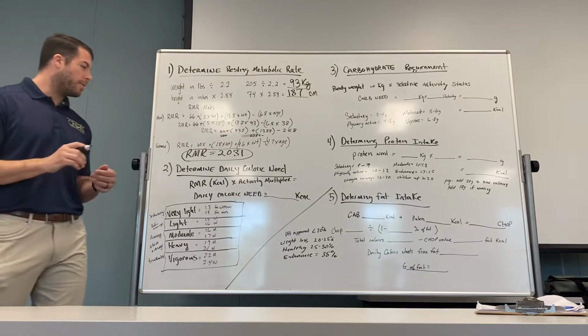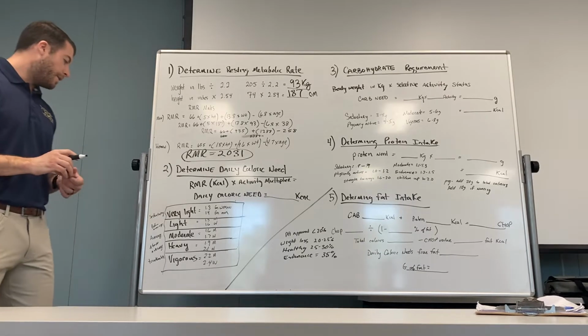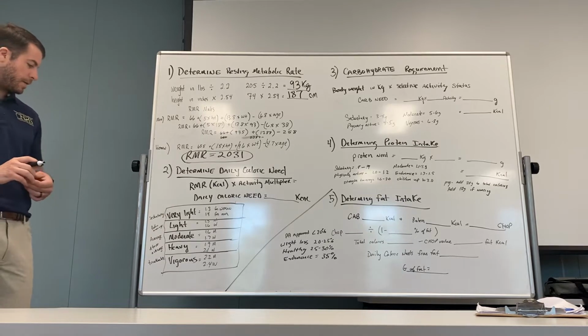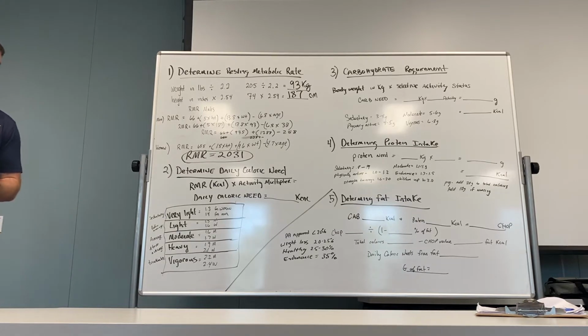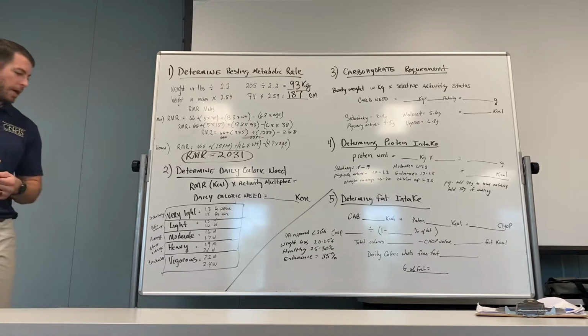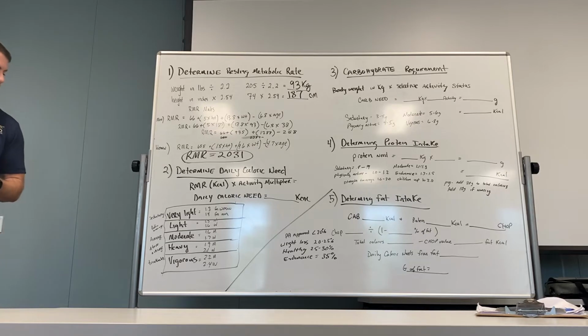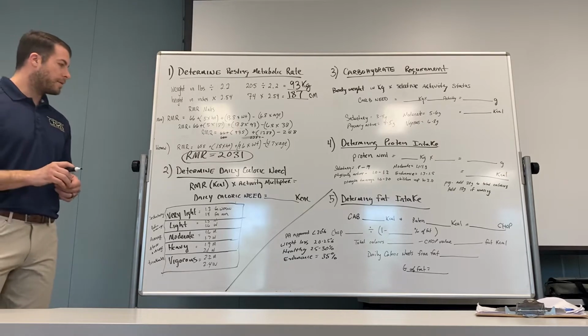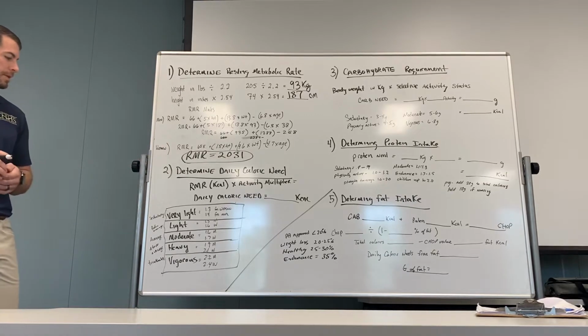Now we're gonna determine my daily caloric need. Y'all think I'm very light, moderate, heavy, or vigorous? Just assume or guess. Heavy. Moderate. Yeah, I'd say moderate. I'd say my heavy and vigorous days are before me. So let's go 1.6. Let's multiply 2,031 times 1.6.